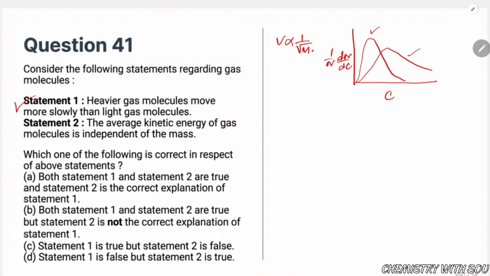Okay, so statement 2: the average kinetic energy of the gas molecule is independent of mass. Average kinetic energy is equal to 3/2 kT, and that is not dependent on the mass. So statement 2 is also correct. So which of the following is correct with respect to the above statements? Both statement 1 and 2 are true. Is statement 2 the correct explanation of statement 1? No, there is no relationship between these two, or this is not an explanation of why the heavier gas molecule moves more slowly than the lighter molecule.